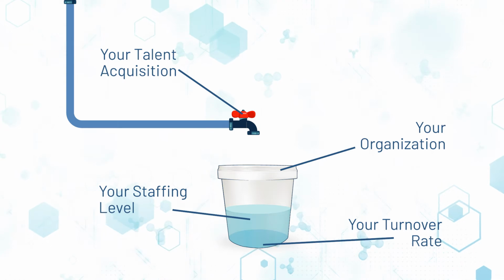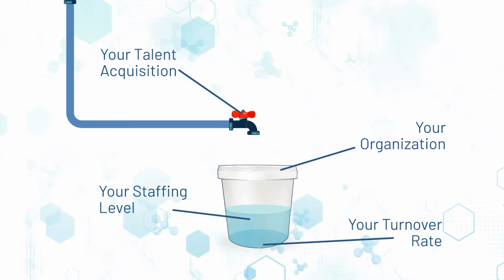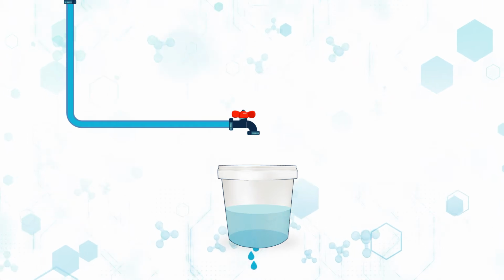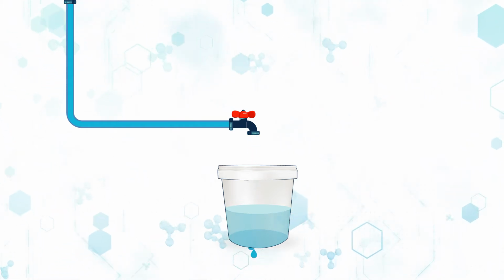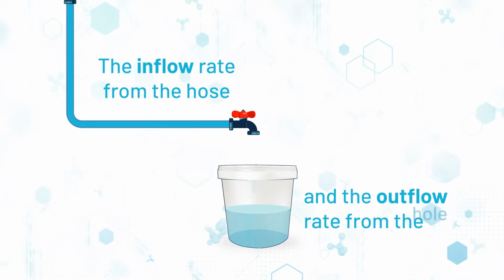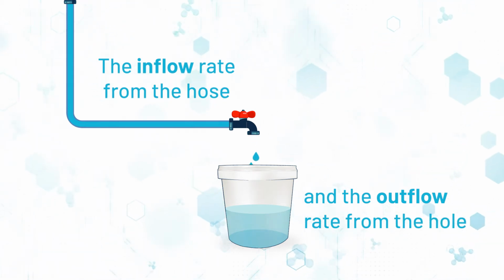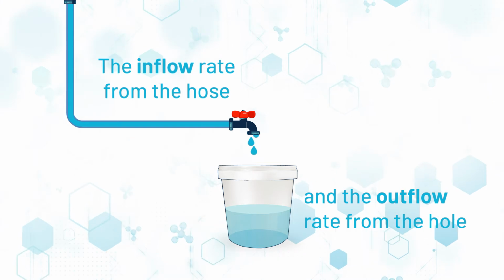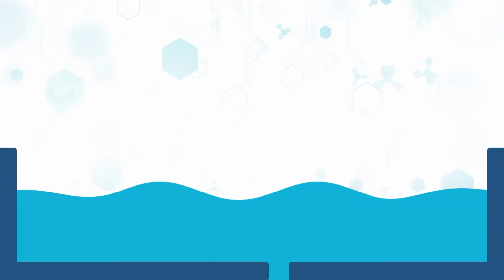The hole in the bottom of your bucket is your turnover rate. When visualized like this, it's easy to see the two factors driving staffing levels: how many people come in through your hiring function and how many people go out through turnover. If you have more than one of these challenges happening at the same time, you might have real issues with your staff vacancy rate. It's easy to see why it's hard to keep the bucket full.